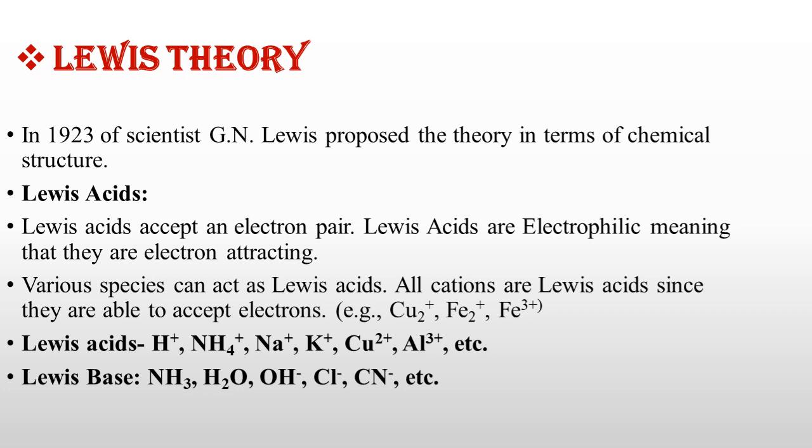Examples of Lewis acids are H plus ion, ammonium ion, Na plus ion, K plus ion, Cu2 plus ion and Al3 plus ion, etc., whereas examples of Lewis bases are ammonia, water, hydroxide ion, chloride ion, cyanide ion, etc.